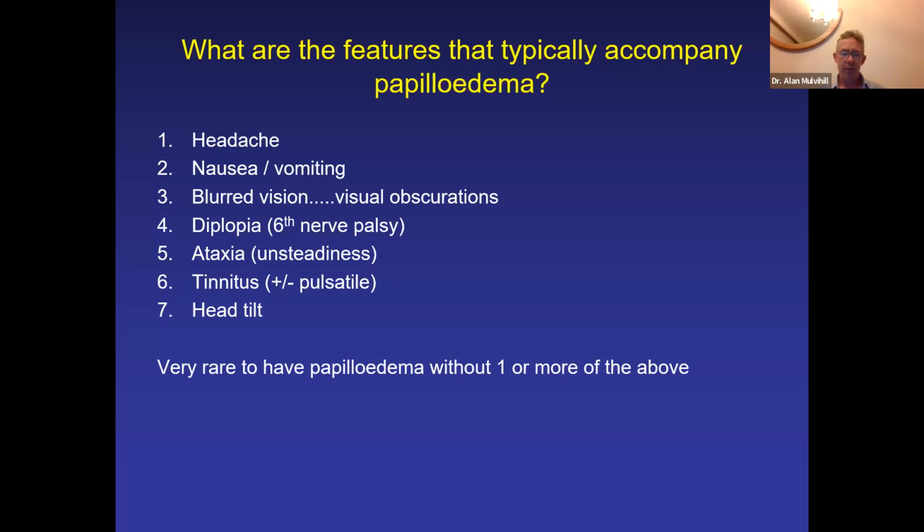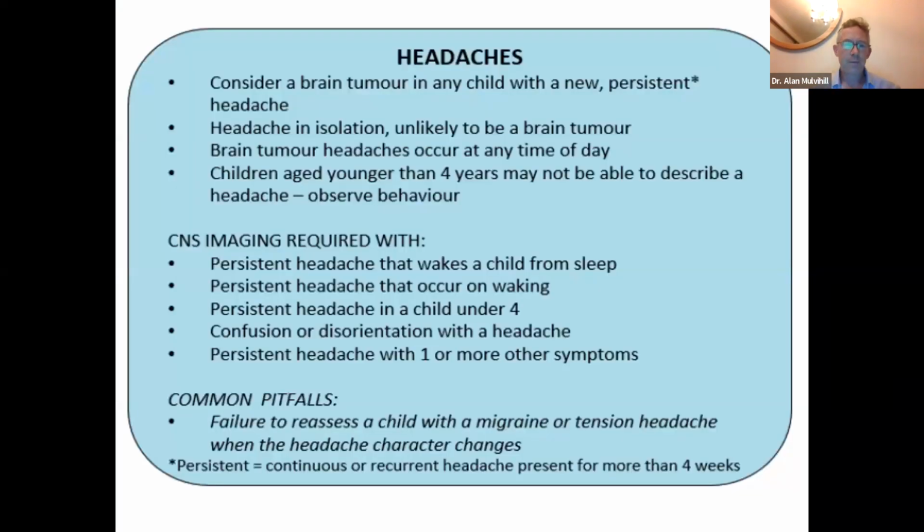So when there's just a funny looking optic nerve, and maybe headache, there's usually other signs or symptoms as well. The particular situation when you should consider that a headache might be associated with a brain tumor is any child with a new persistent headache. Persistent probably means 4 weeks or more. Headache in isolation, with nothing else, is unlikely to be a brain tumor.